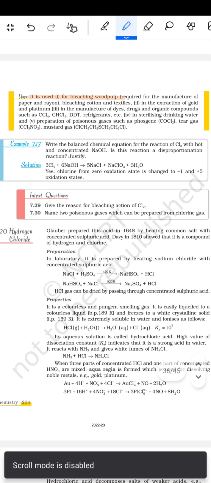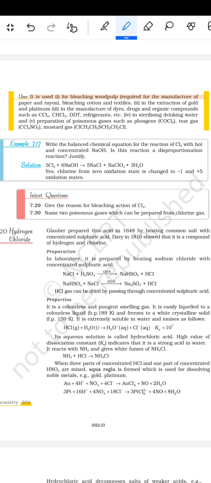Now the usage: it is used for bleaching wood pulp required for the manufacture of paper and rayon, bleaching cotton and textile, in the extraction of gold and platinum, in the manufacture of dyes, drugs and organic compounds such as CCl4, CHCl3, DDT, refrigerants, etc., in sterilizing drinking water, and in the preparation of poisonous gases such as phosgene, tear gas, mustard gas.